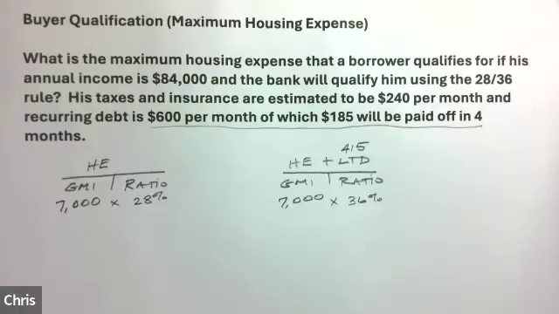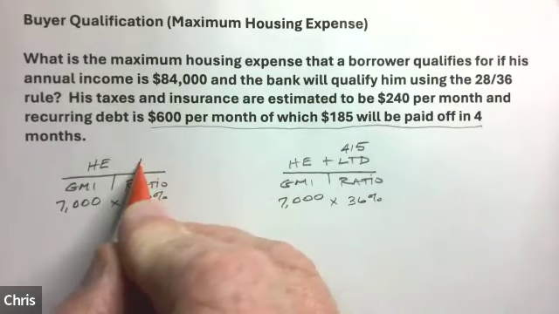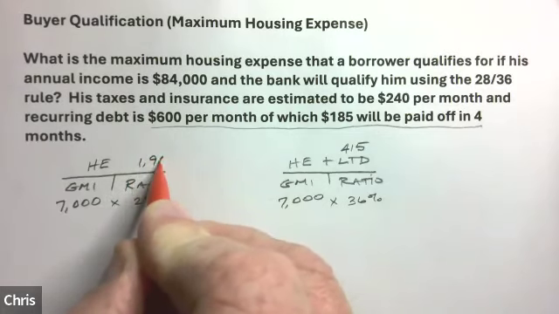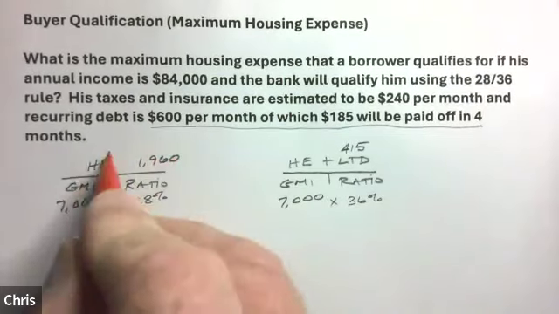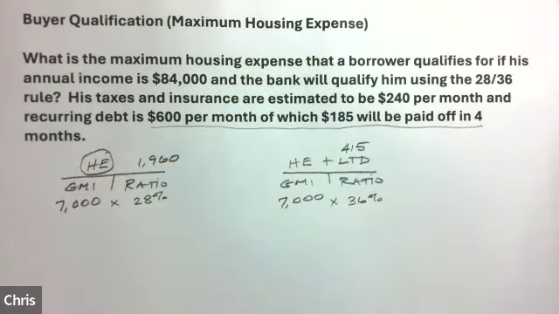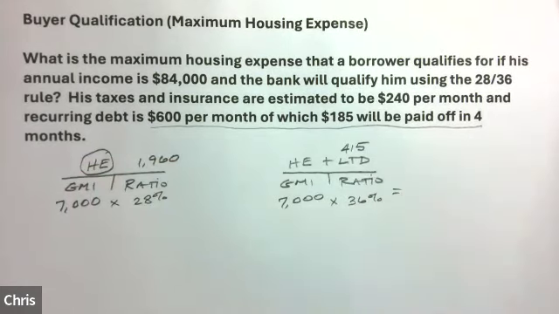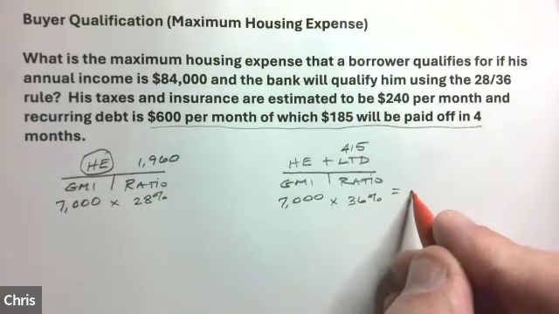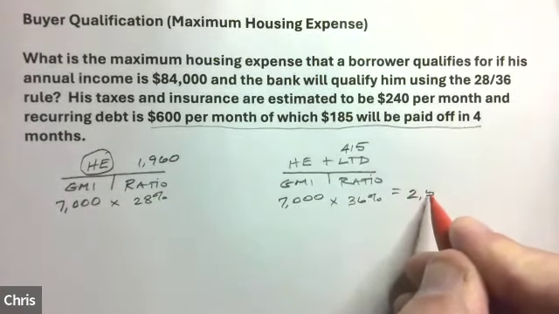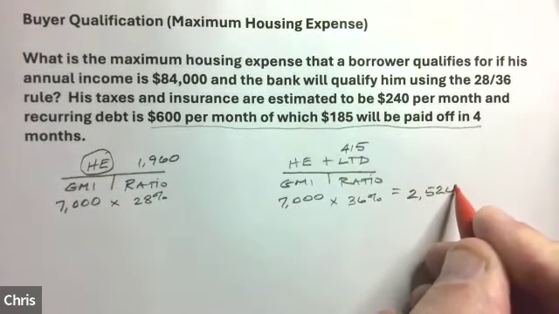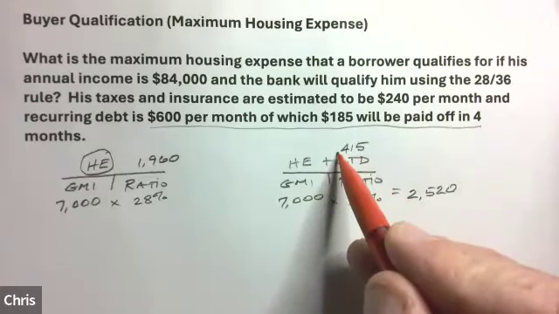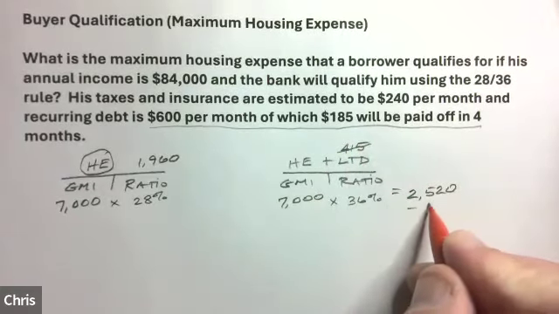7,000 times 0.28 equals 1960. So on the front end, we've already found our housing expense. Okay. He can afford up to 1960, but this is America. So we have to take into consideration his debt. So 7,000 times 0.36 is 2,520. But remember, we haven't accounted for his long-term debt yet. So let's get rid of it there. If we get rid of it there, we have to get rid of it here.